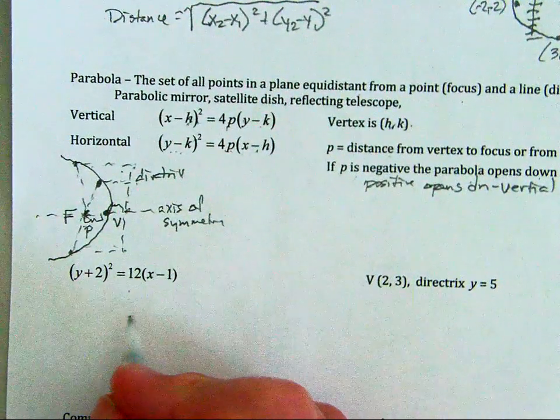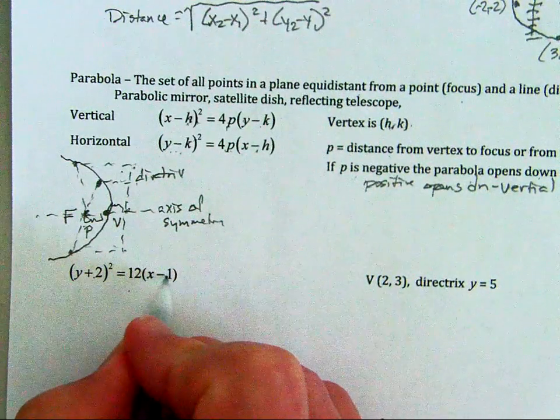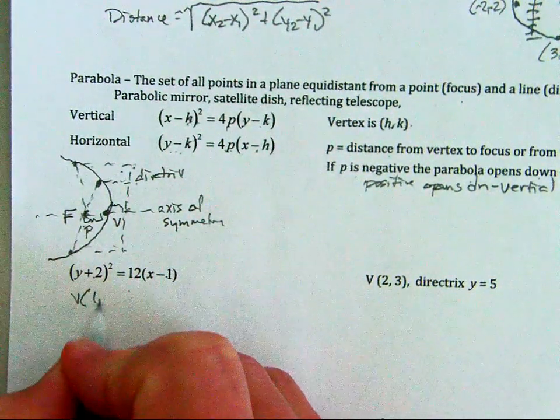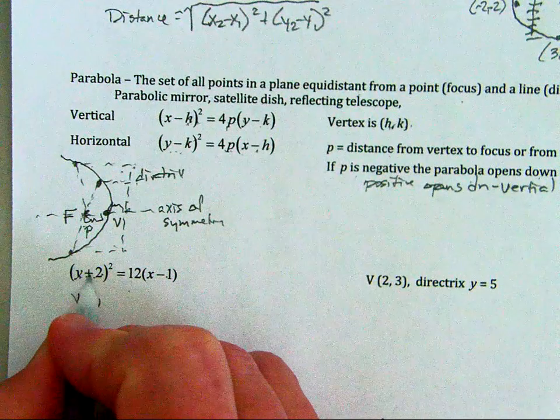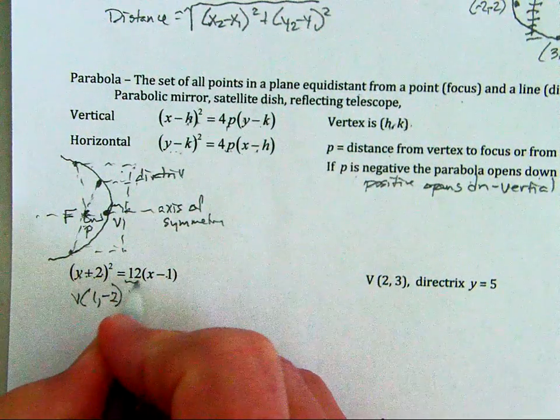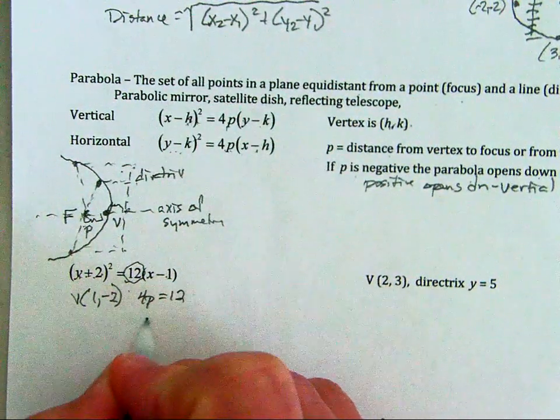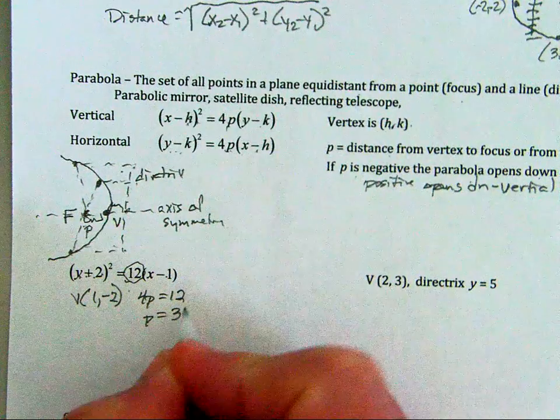Now here the equation is given to you in standard form, so everything we need is there. Here our vertex is (h, k), so h is 1. k would be like y minus a negative 2, y is a negative 2, so that's our vertex. Here, this number is always 4p. So we say 4p equals 12, so p equals 3.